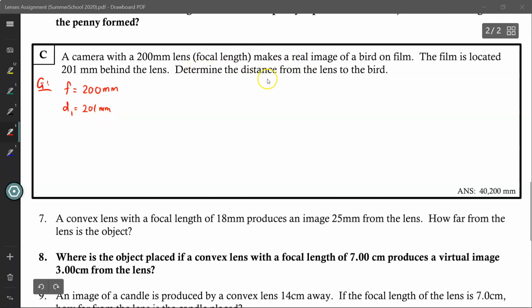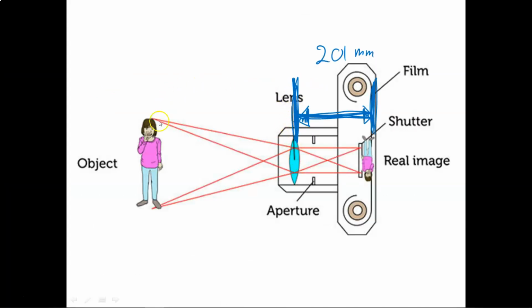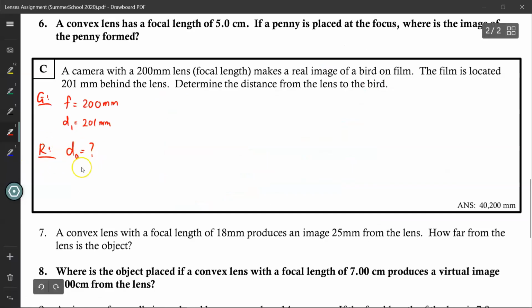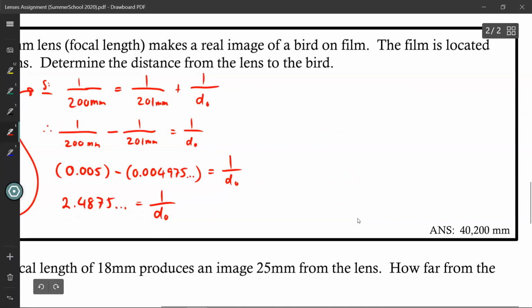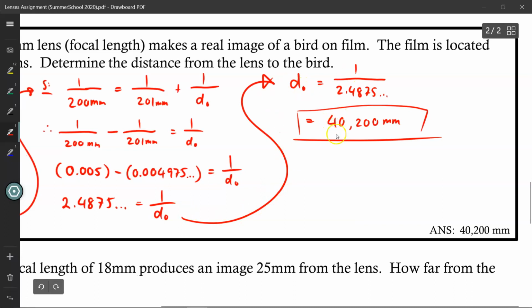The question then wants me to find what is the distance from the lens to the bird. So how far is it from the lens to the object? So we're trying to solve for do. I think you know what to do at this point. We're going to use this equation, substitute in. I'm going to rearrange the equation to this, and then I'm going to convert these fractions into decimals. From there, I get 2.4875 and a bunch of other decimals that I'm going to keep is equal to 1 over do. Obviously, I'm not trying to solve for 1 over do, so let's solve for the reciprocal, and we get 40,200 millimeters. So that's about 40.2 meters away. And that, of course, matches my answer. All right, let's try another one.